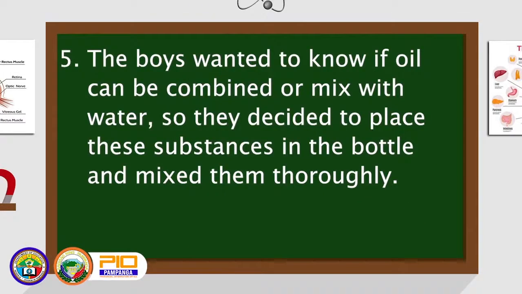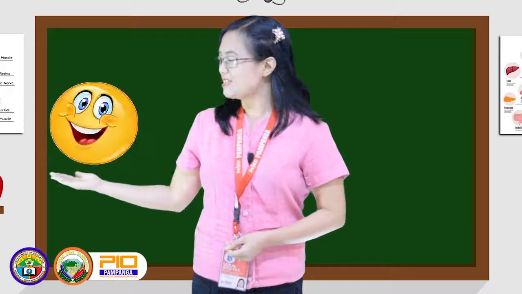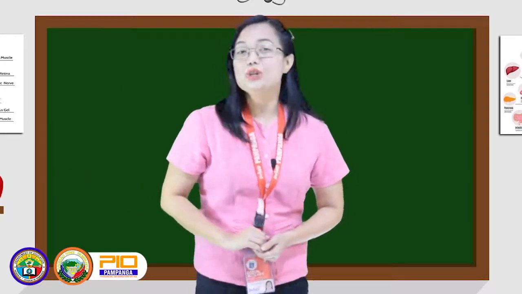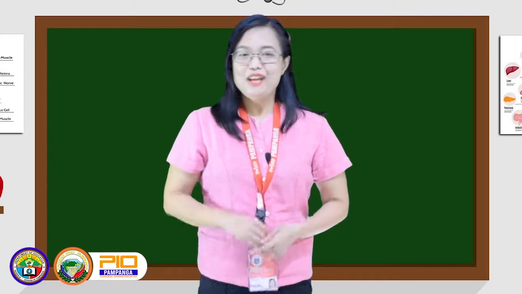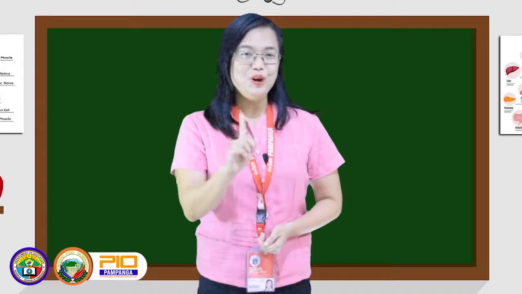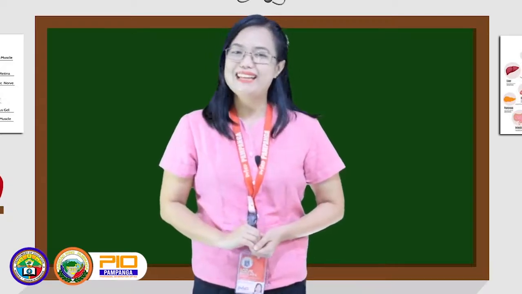For item number 5, the boys wanted to know if oil could be combined or mixed with water. So they decided to place these substances in the bottle and mix them thoroughly. The answer is a happy face. Did you hit a perfect score? If that's so, you did an excellent job. I know that you are ready for our final task.